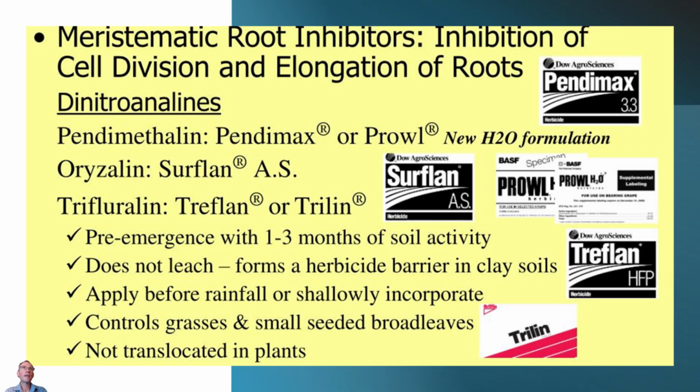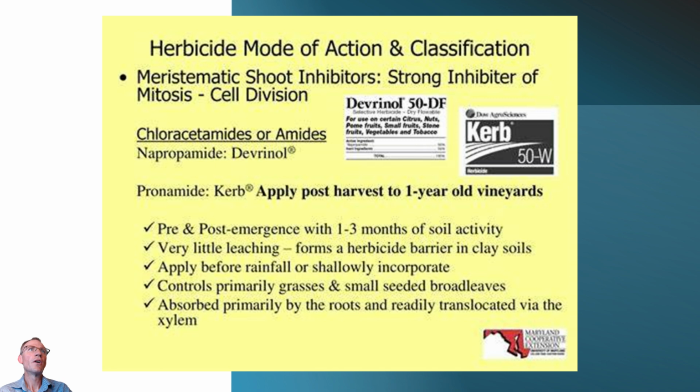Meristematic root inhibitors: inhibition of cell division and the elongation of roots. Dinitroanilines: pendimethalin, Pendimax or Prowl, new H2O formulation; oryzalin, Surflan AS; trifluralin, Treflan or Trilin. Pre-emergence with 1 to 3 months of soil activity, does not leach. Forms a herbicide barrier in clay soils. Apply before rainfall or shallowly incorporate. Controls grasses and small-seeded broadleaves, not translocated in plants. Herbicide mode of action and classification.